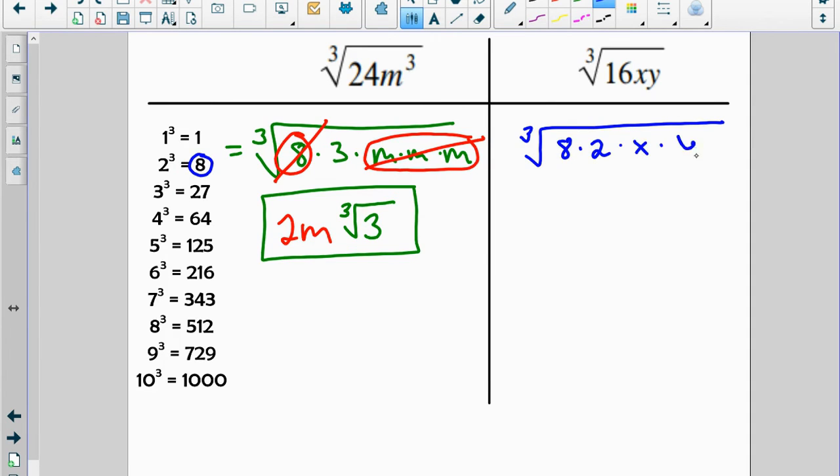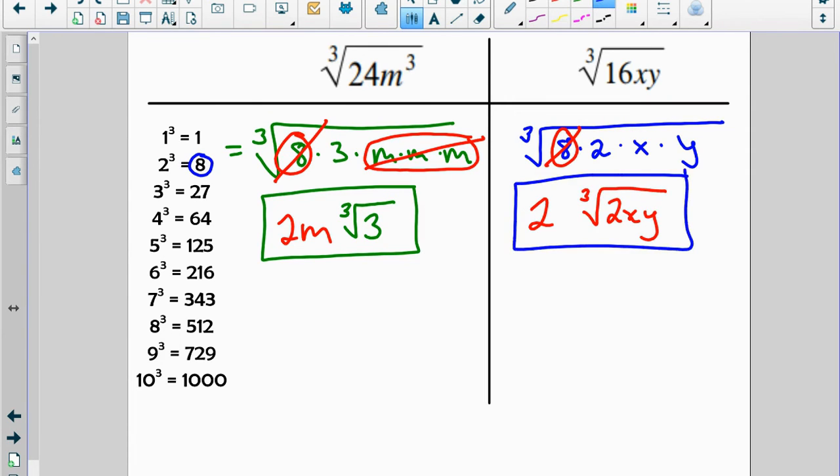And then I also had times x times y. So my perfect cube is the 8. I don't have 3 of anything else, and 2 is not a perfect cube. So the cube root of 8 is 2, since 2 times 2 times 2 is 8. And then it looks like I still have the 2xy left over in my radical. So 2 times the cube root of 2xy is my simplified form.